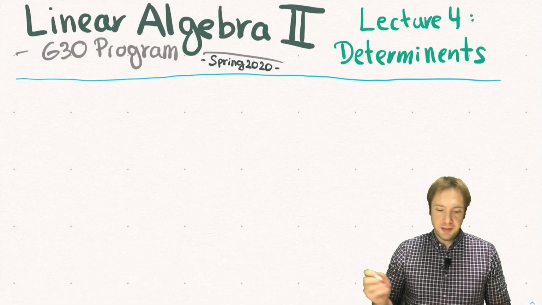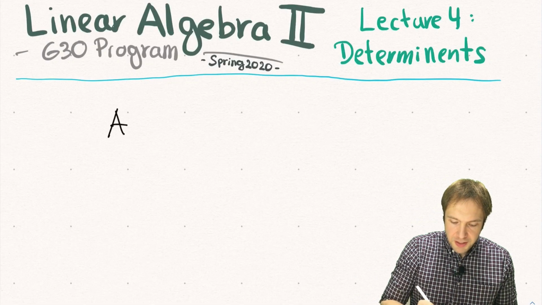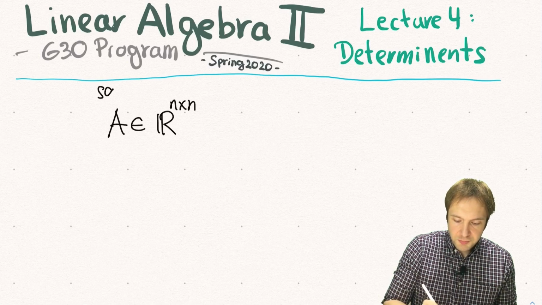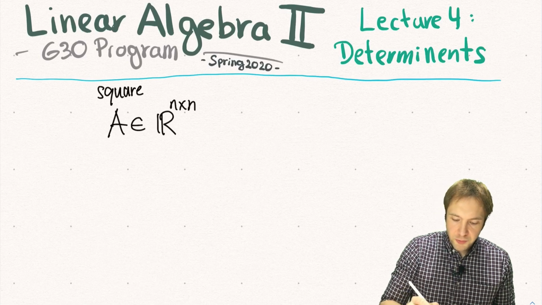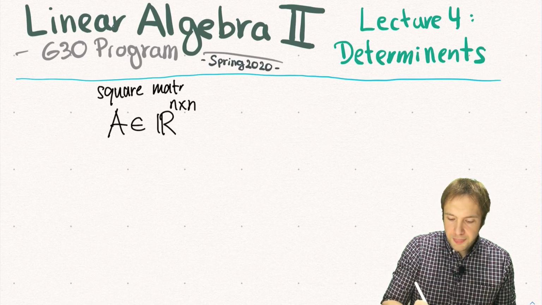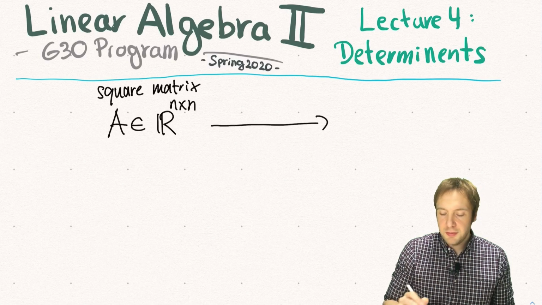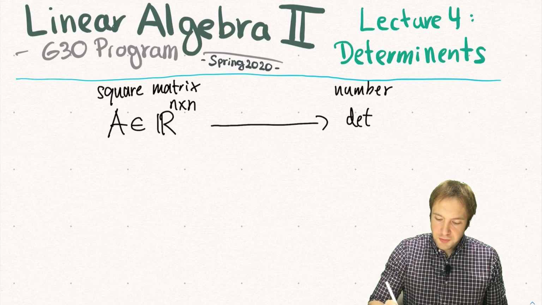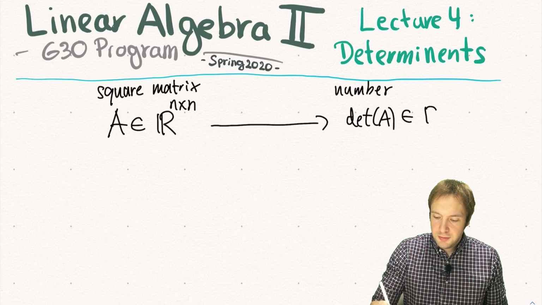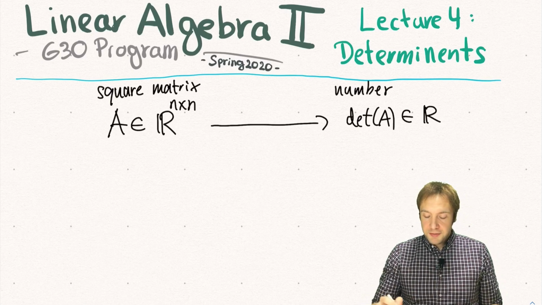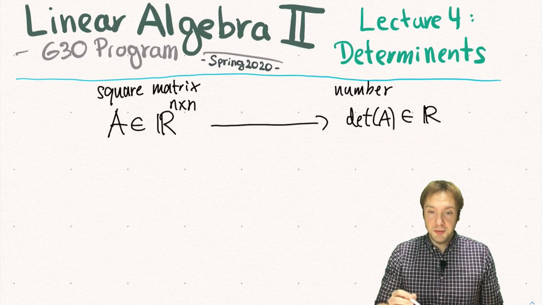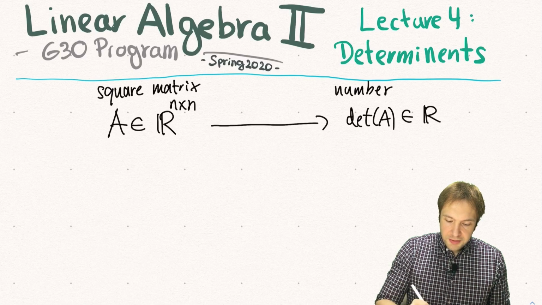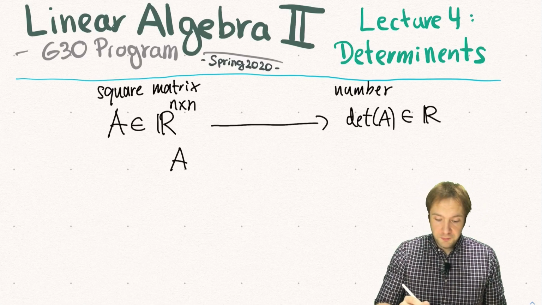And what we want to do today is, if we start with some square matrix A, which means it has the same number of rows as columns, then we want to assign to it a number, which is the determinant of this matrix. And this will be a real number. And these determinants have a lot of nice properties. One important property of these numbers is, for example, that they tell us when this matrix A is invertible.